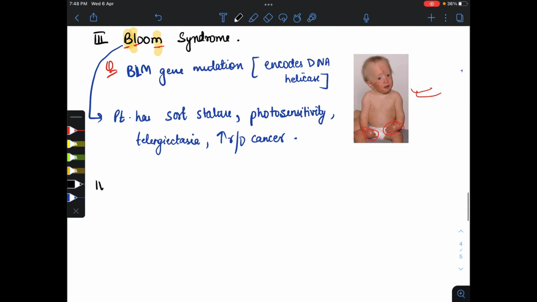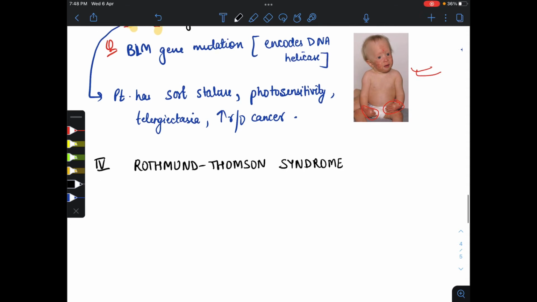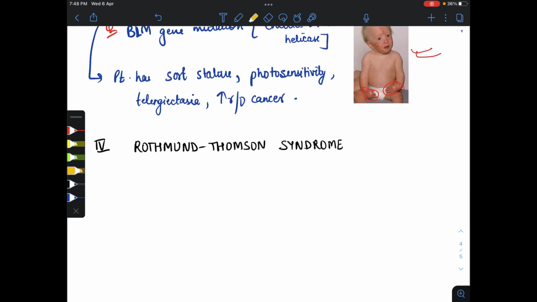Now the fourth syndrome of the progeroid syndromes is Rothmund-Thomson syndrome. In Rothmund-Thomson syndrome, we have to remember the gene defect: R for Rothmund and R for RECQL4 gene. RECQL4 gene mutation will be there.